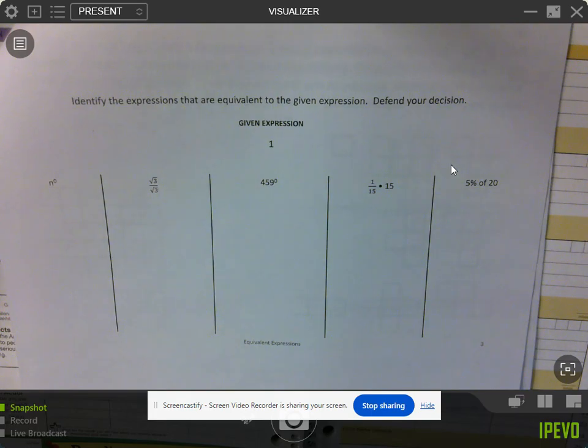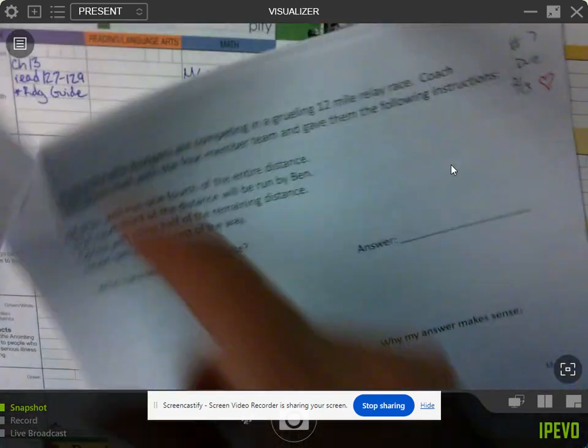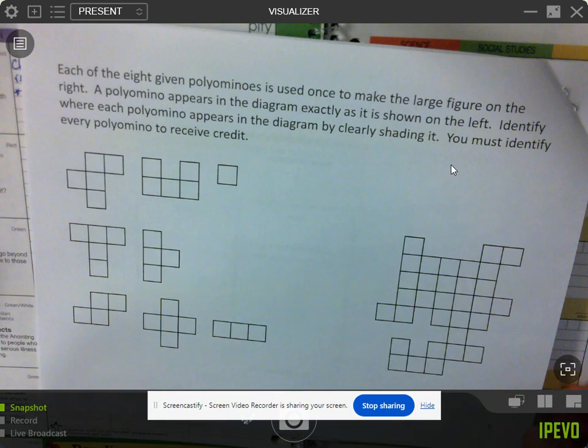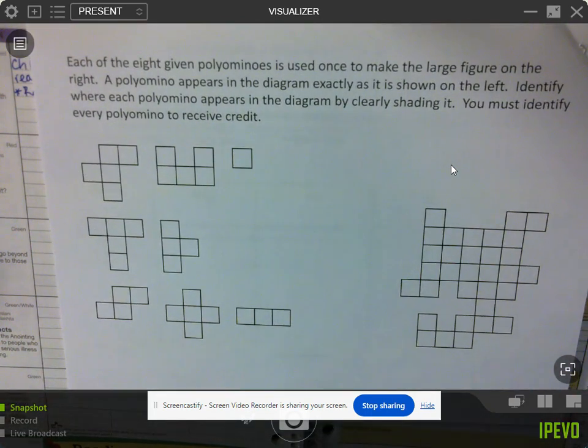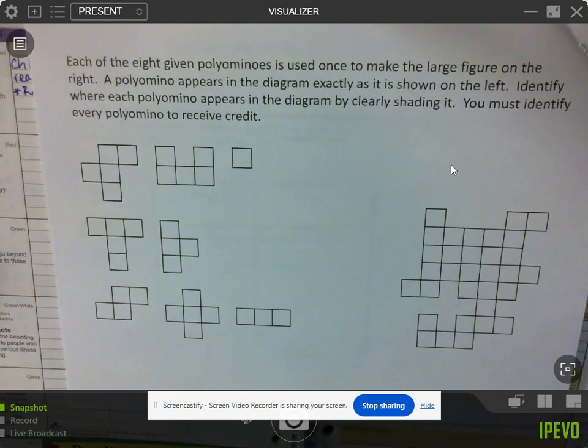And our last page is our polyominoes. So see how they fit into our leafy shape there.